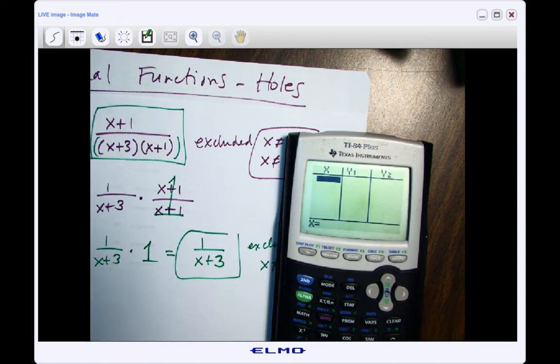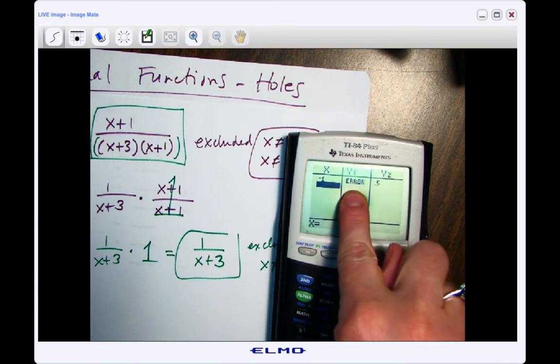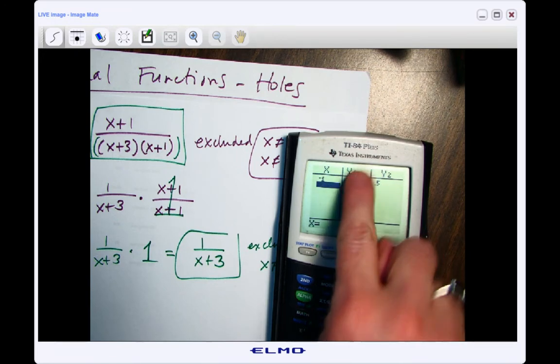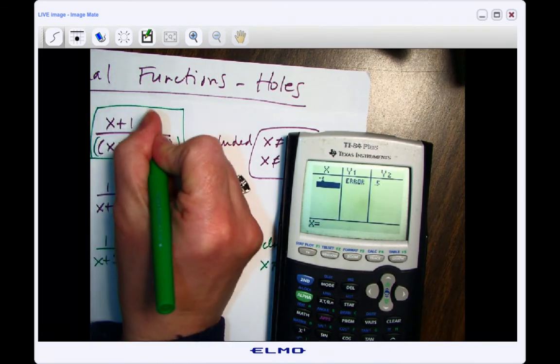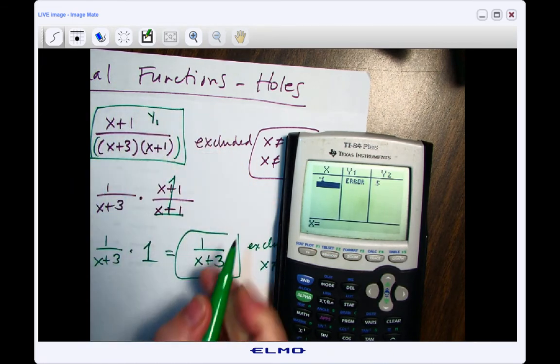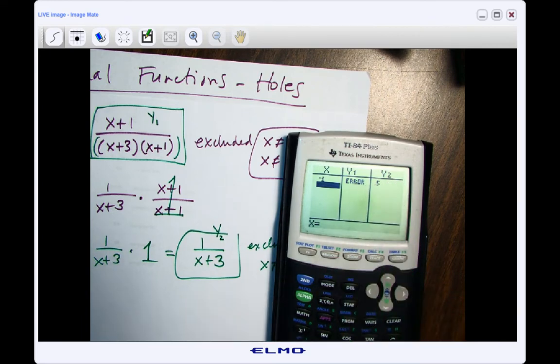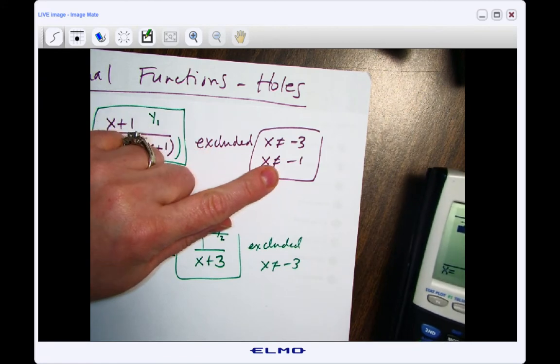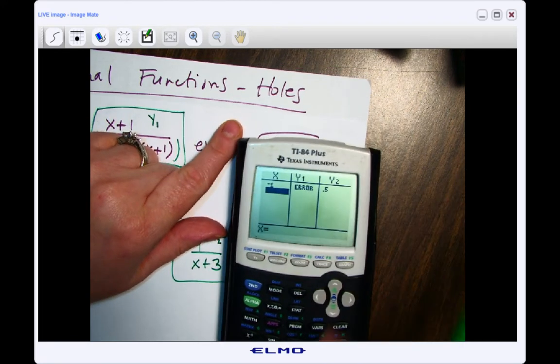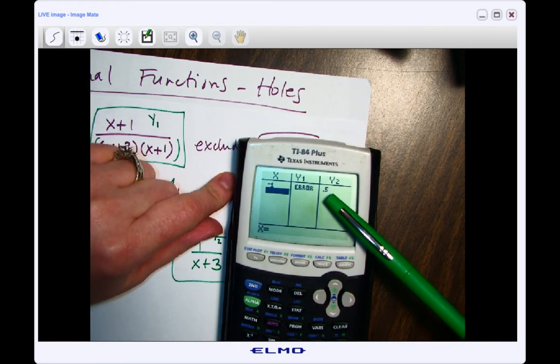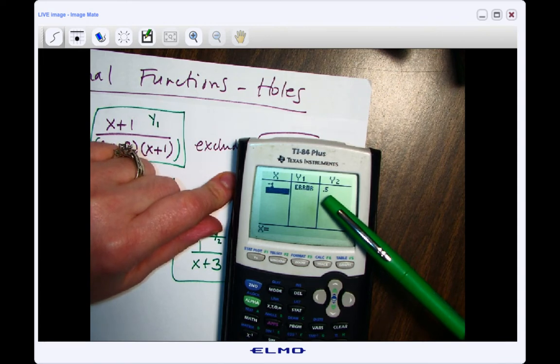So I'm going to put in a -1. And what should we see here? This first one, it says error, and what does that mean? And remember, this one is y sub 1 in my calculator because I typed it under y sub 1, and this one is y sub 2. So when you're looking at these columns, that's the y value for the first function and the y value for the second function that I typed in. So the first one says error, and why? Well, we just said -1 was an excluded value, didn't we? But this one actually doesn't come up with an error. He says that it's a half.